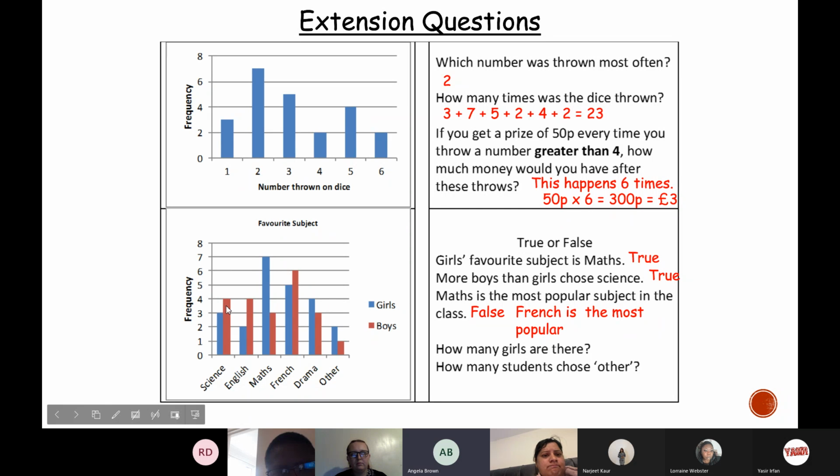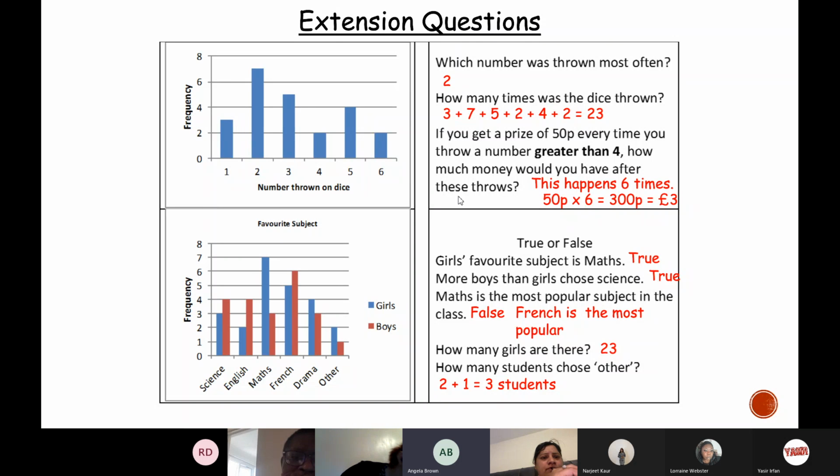How many girls are there? So we're adding them all up together. 23. So you're adding 3 plus 2 plus 7 plus 5 plus 4 plus 2 should give you 23. And how many students chose other? Well, that's 2 plus 1. 3 students chose other. So this will give you the answers to the questions, therefore extension.